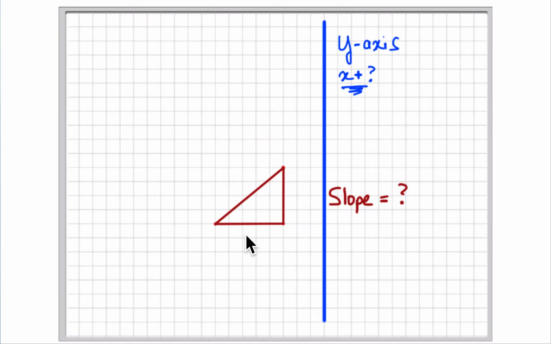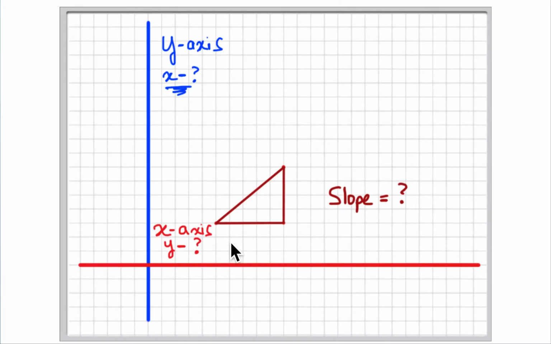Okay, so now, what if we do the same thing with the x-axis? So now we're going to figure out the vertical distance. If we place the x-axis right here, we have to slide this triangle down to the x-axis, and that's going to give you the vertical distance, how far this is away from the x-axis. And you have to slide it down 3 units, so that's going to be y minus 3.